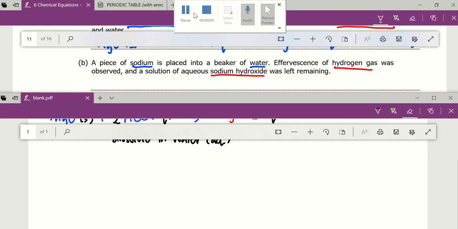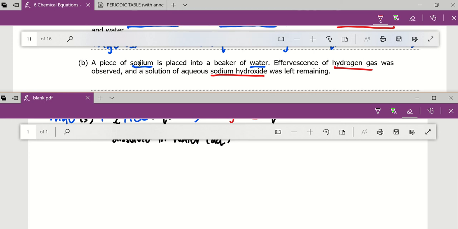All right, so let us move on to the next part of the question, part B. When you read the question, it says I've got a piece of sodium. So this is your reactant. It is placed in the beaker of water, your reactant again, and I have effervescence of hydrogen gas, your product, and a solution of sodium hydroxide, aqueous sodium hydroxide, and that's also your product. So let's write it out in the word equation.